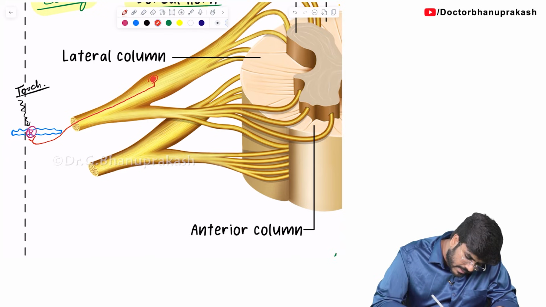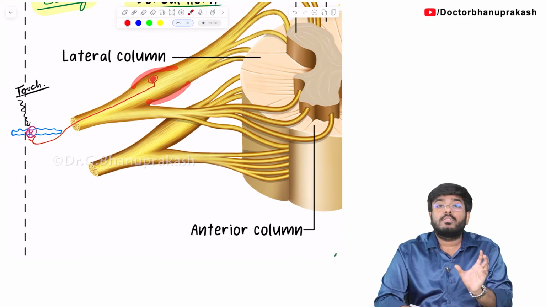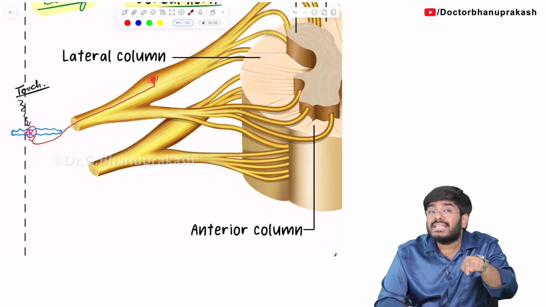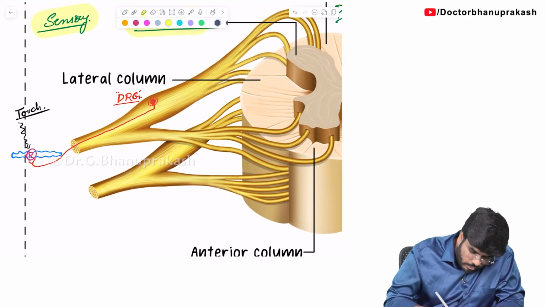Okay, here is the cell body of the sensory neuron. This area, a little bulge, is the place where the cell bodies of sensory neurons are present. This area is called the dorsal root ganglion. Now tell me, what exactly is the dorsal root ganglion?